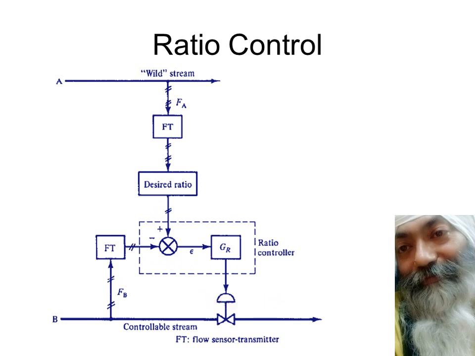Again, the applications can have any of the two configurations, whether you're blending two fluids, or maintaining an air to fuel ratio, or A plus B going to the reactor, or sugar in the milk, or corn oil in the milk. Anything can be controlled making use of this kind of ratio control configuration.